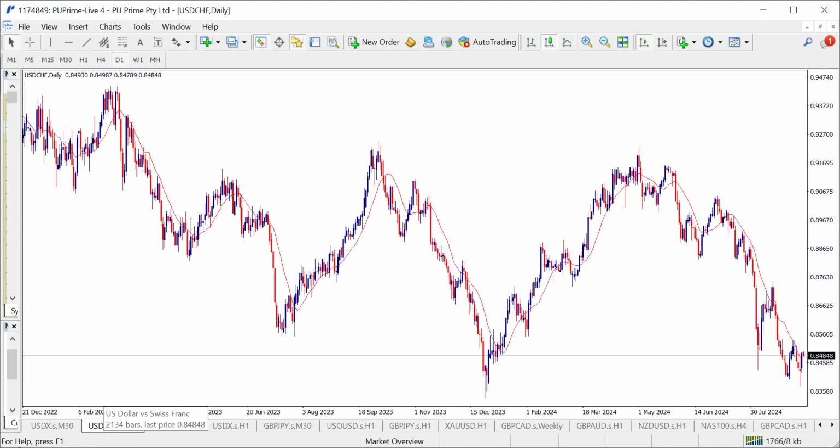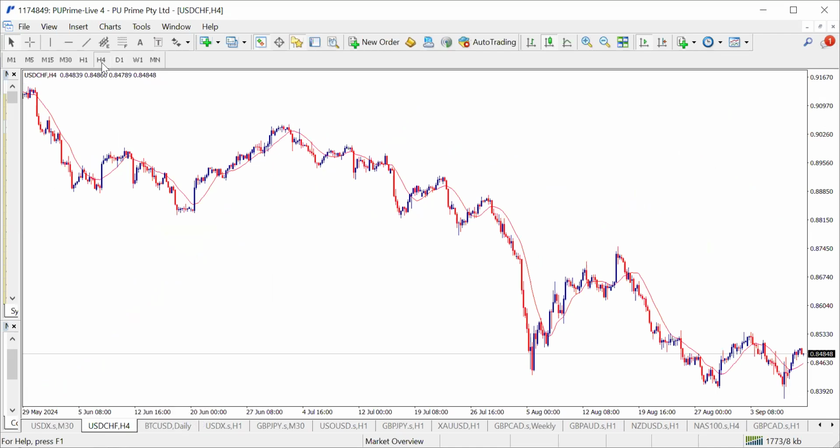Now this is USD on a 4 hour time frame. Oladimeji, please, you are annotating on my screen.